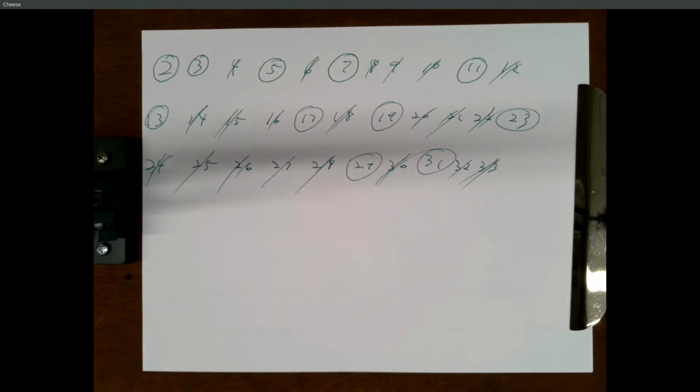So that's called the sieve of Eratosthenes. And we don't use that to generate primes, but we could.